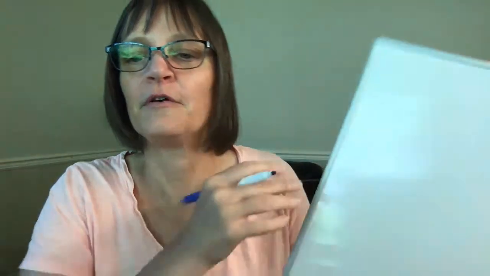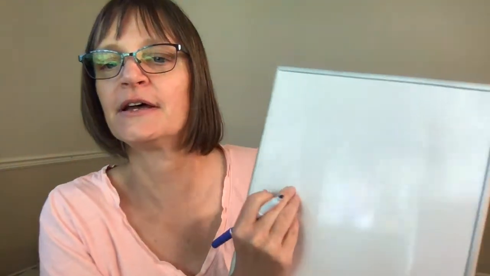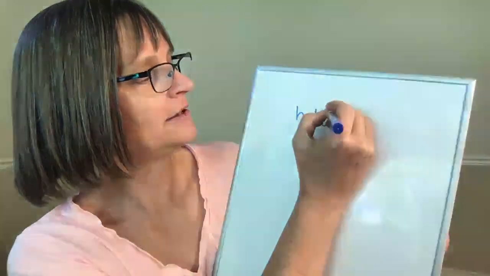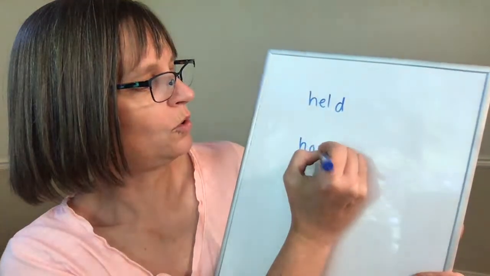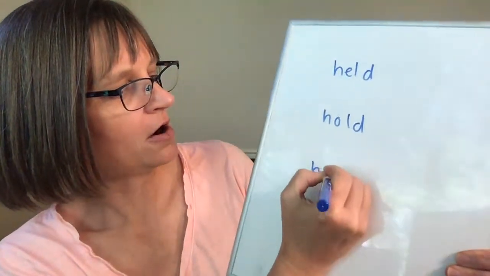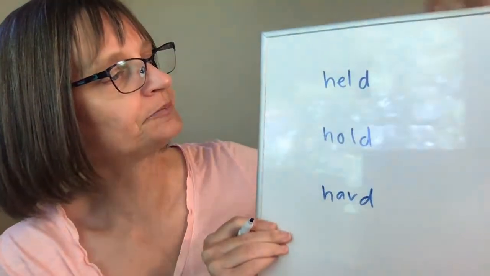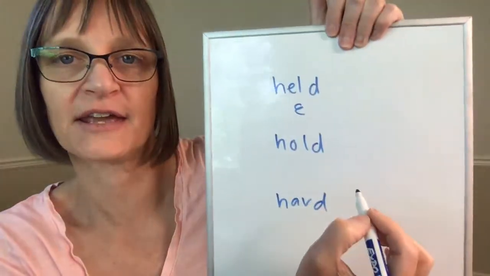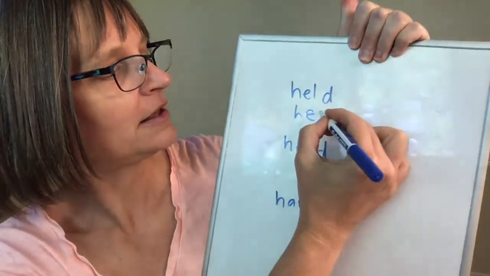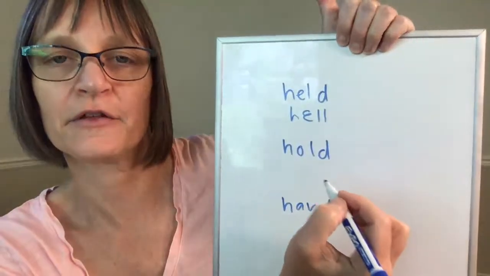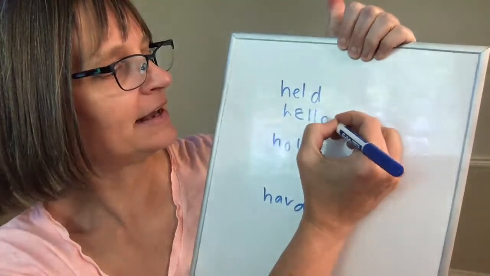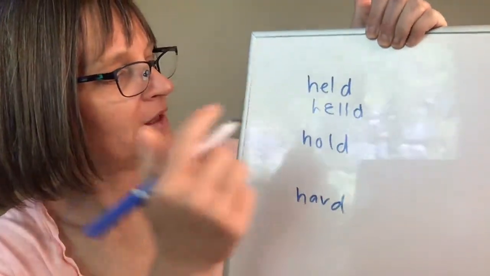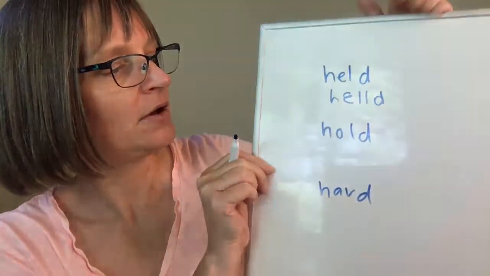We have a request for held and hold and hard. Okay, yeah, good. So held, hold, hard. Let's look at the differences here. For held, we have the red tent vowel. Sounds like hell. So try just doing hell, like the first part of hello, and then adding your D, held. And then for hold.